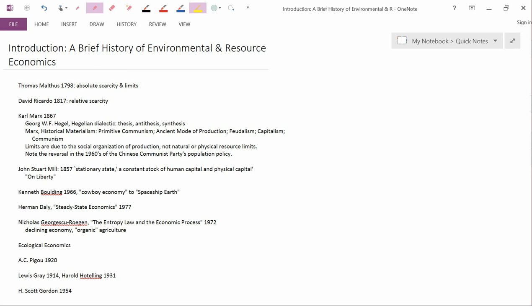Now, it's interesting here to note the reversal in the 1960s of the Chinese Communist Party's population policy. So before the mid-1960s, the Chinese Communist Party's position on population was that overpopulation was by definition a problem that could only occur in capitalist economies. And after the Communist Revolution in 1949, China wasn't a capitalist economy anymore, and so population could not per se be a problem, because all environmental and natural resource constraints only occur under capitalism, and so they disappear under communism.